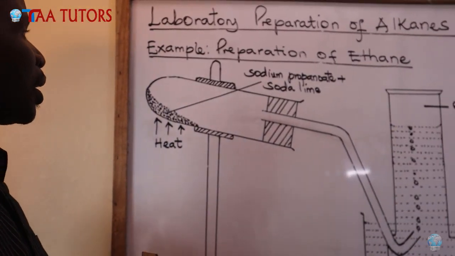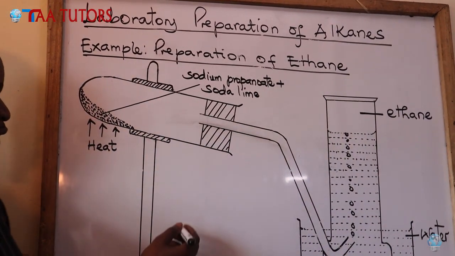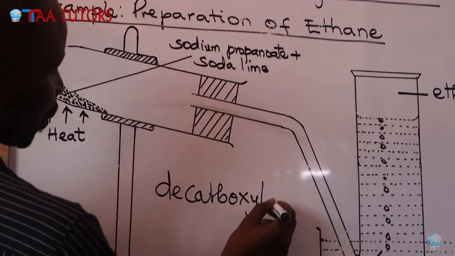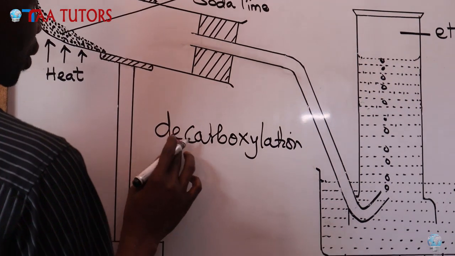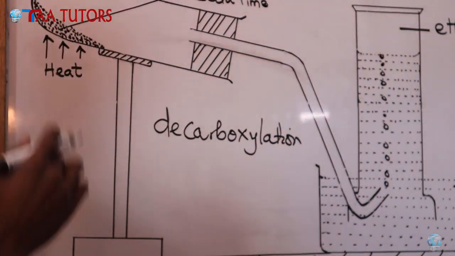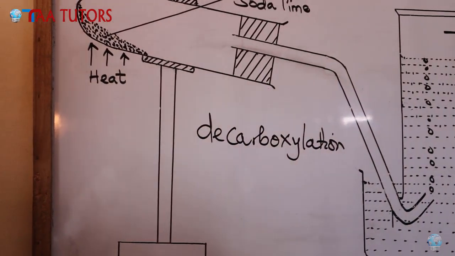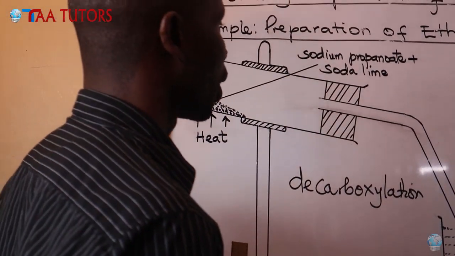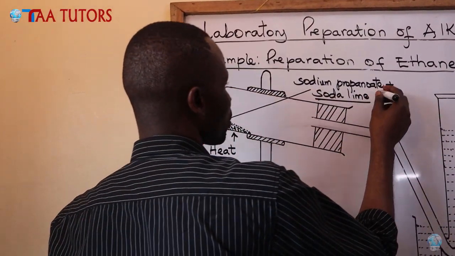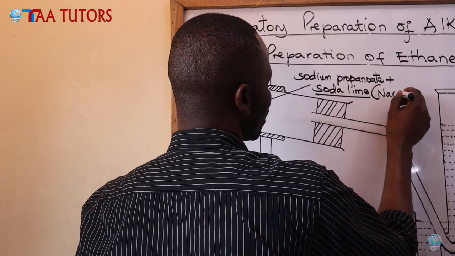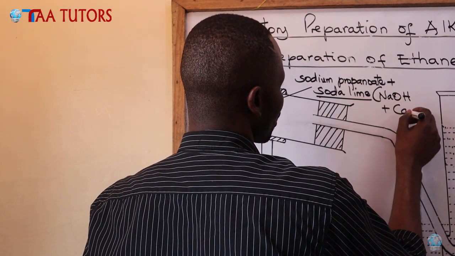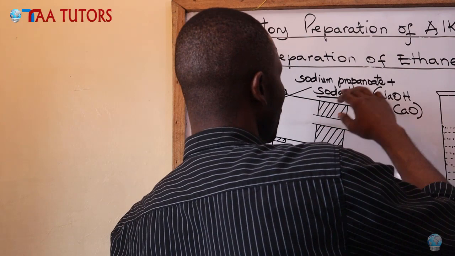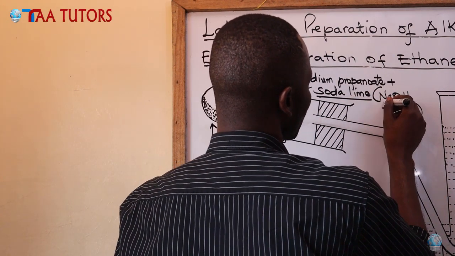Now we want to make alkanes using a method called decarboxylation. We want to understand what decarboxylation is. When you are preparing alkanes, we need a metal alkanoate, for example, sodium alkanoate. When I talk about alkanoate, I talk about organic salts, and using soda lime. Soda lime is a mixture of sodium hydroxide and calcium oxide. In this case, sodium propanoate reacts with soda lime, and the only thing it will react with is sodium hydroxide.